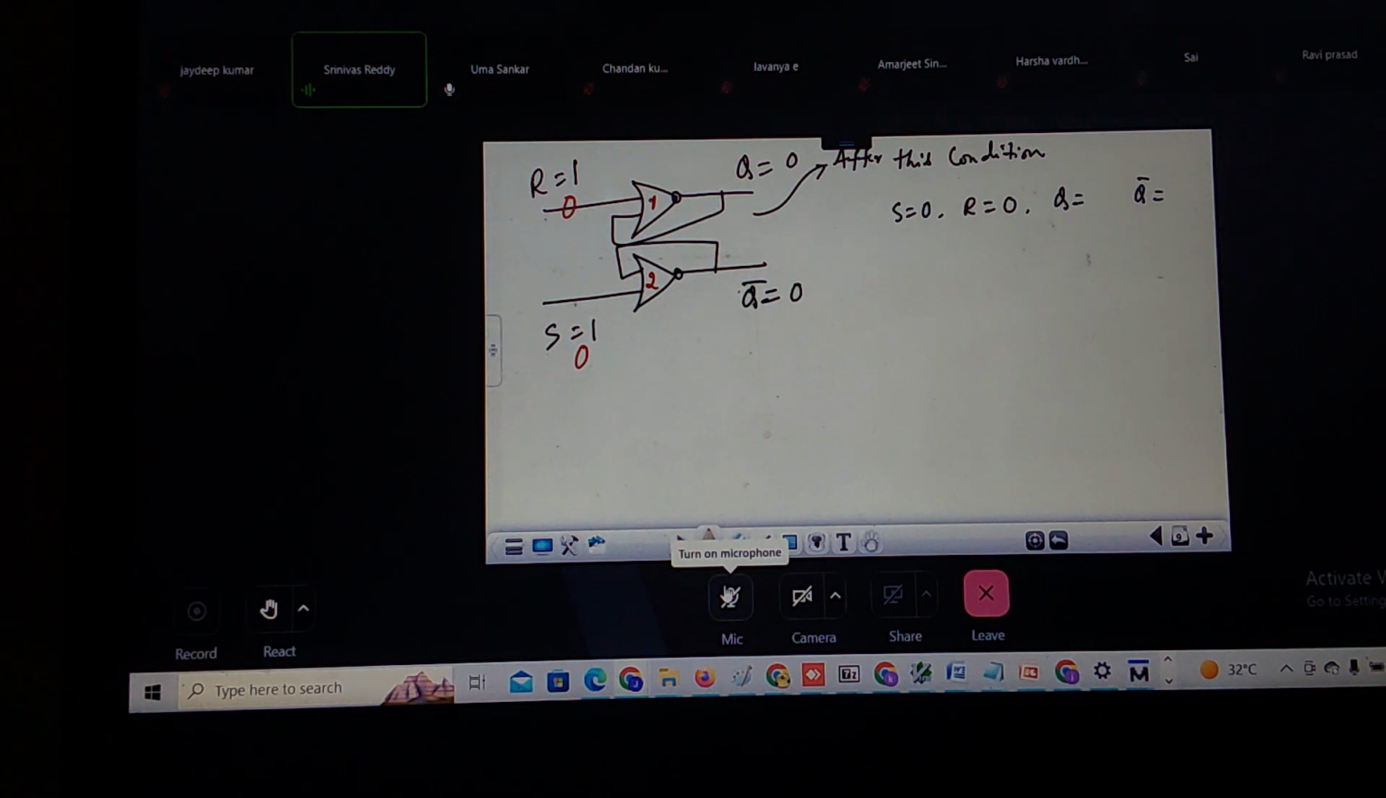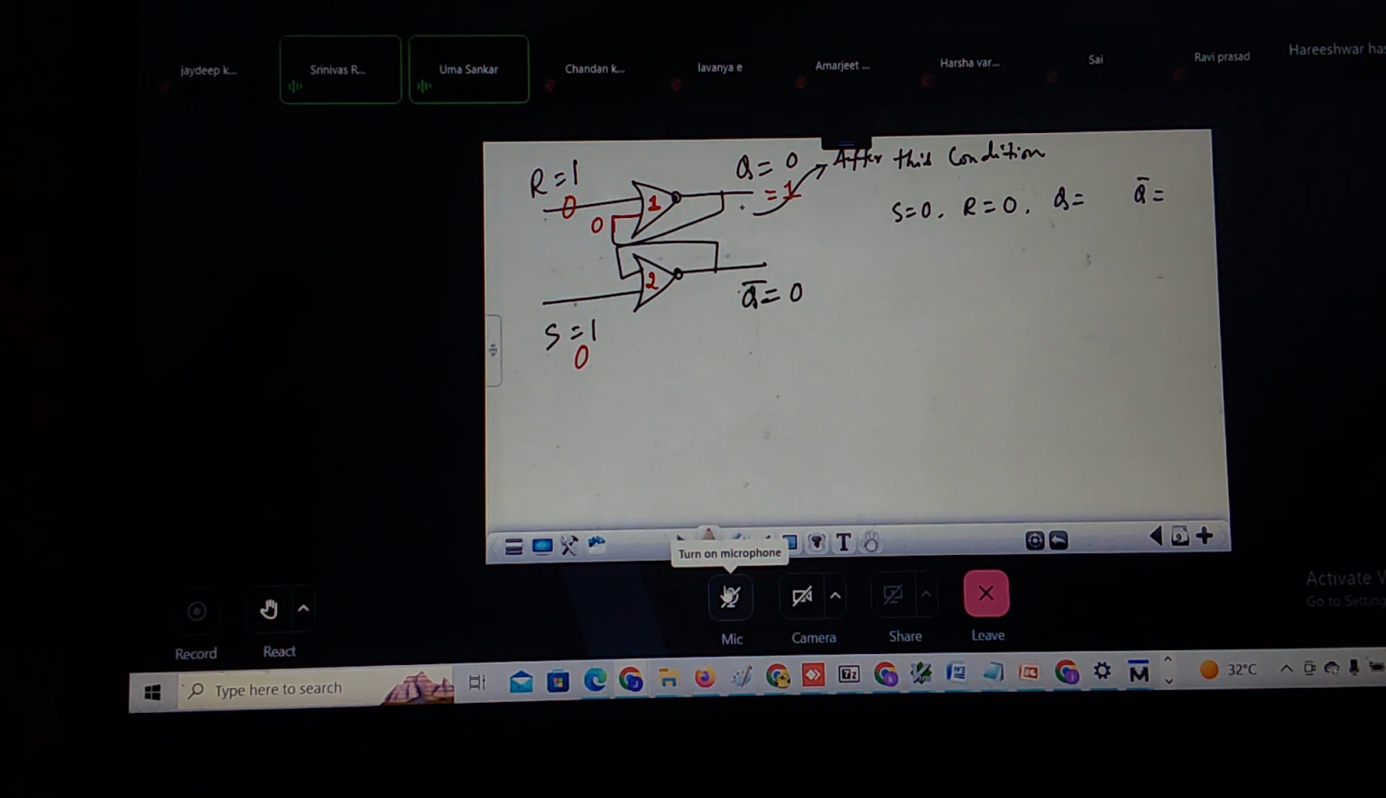If I start analyzing from the first gate, I will consider this input as 0, and this input as 0. If it is 0, 0, then Q becomes 1. I am assuming that this input is 0 because Q bar is 0 here. Once Q becomes 1, this becomes 1, 0, which means this becomes 0. Now Q is equal to 1 and Q bar is equal to 0.